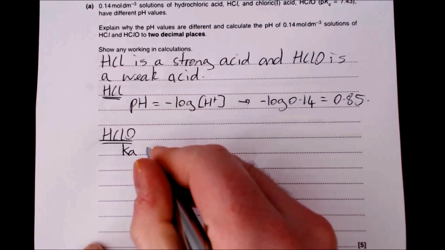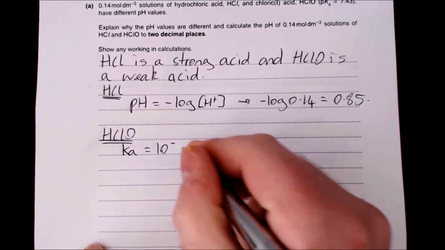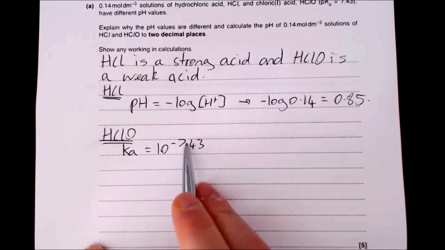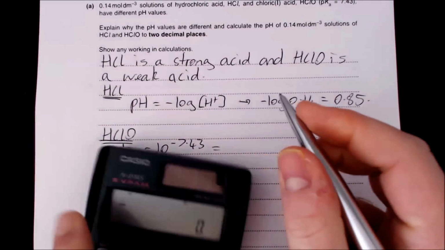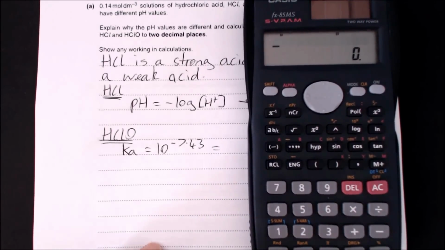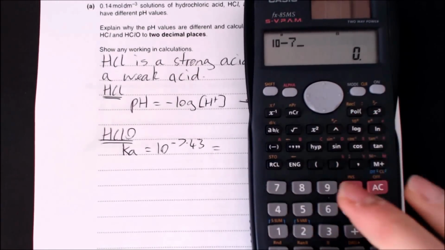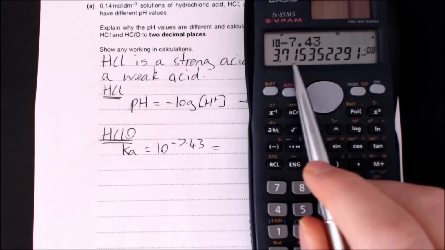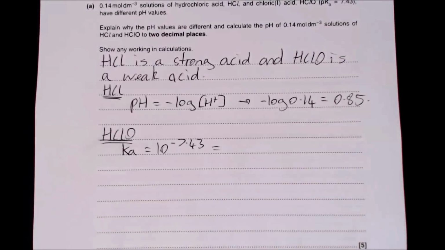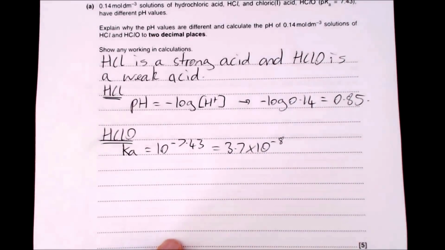So effectively, when you put it in your calculator, which we'll show you in a minute, you'll see a little 10, and it's the minus pKa, so it's 7.43. So when you put it into the calculator, you put shift log, and then minus the pKa, which is 7.43. I'll just move the calculator up so you can see it. So shift, then log, minus 7.43. And that should get you 3.72 times 10 to the minus 8, or I'm just going to put 3.7. Okay, and that's the Ka value.